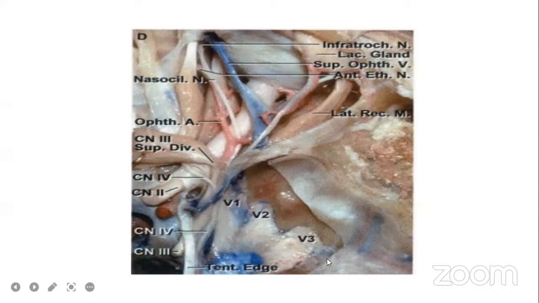Here the dura is being removed from the Gasserian or Meckel's cave, showing the trigeminal divisions: ophthalmic, maxillary, and mandibular. Here is the trochlear nerve. Here is the oculomotor nerve. Here is the superior division of the oculomotor nerve. Further dissection will reveal the inferior division.